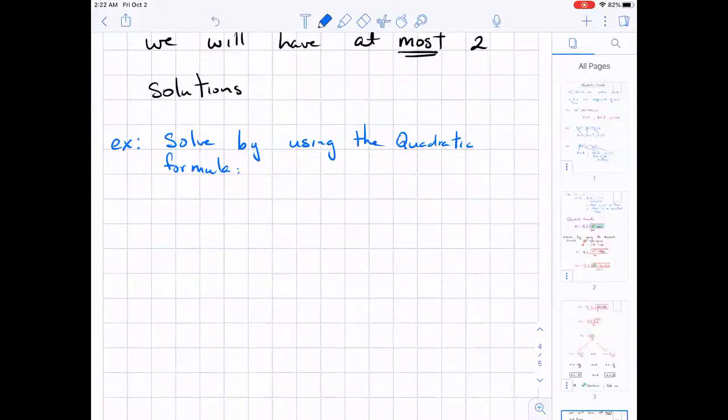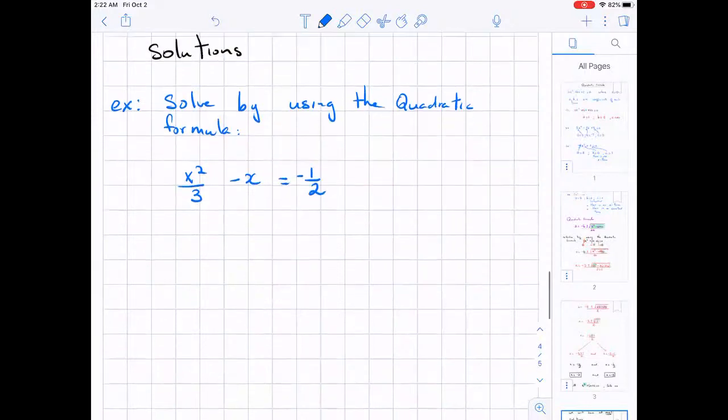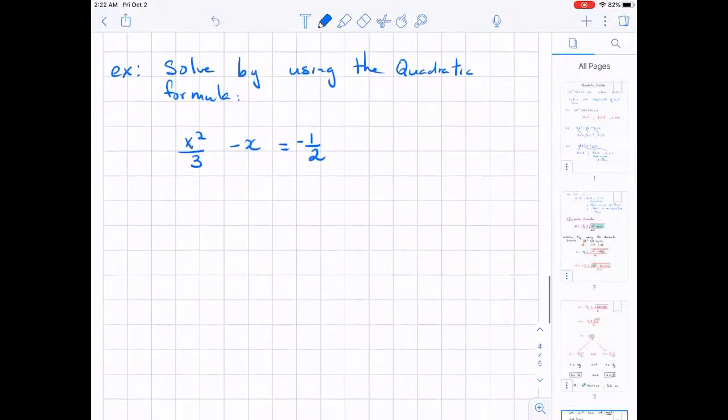So our next example, we'll solve, let's see, we have x squared divided by 3 minus x is now equal to negative 1/2. Now this looks kind of complicated, but notice that since this is x squared, more than likely this is quadratic. The highest power is 2. So let's see if we make this look a little bit better.